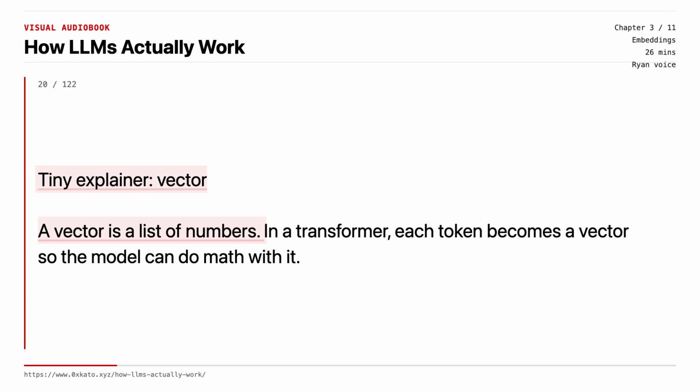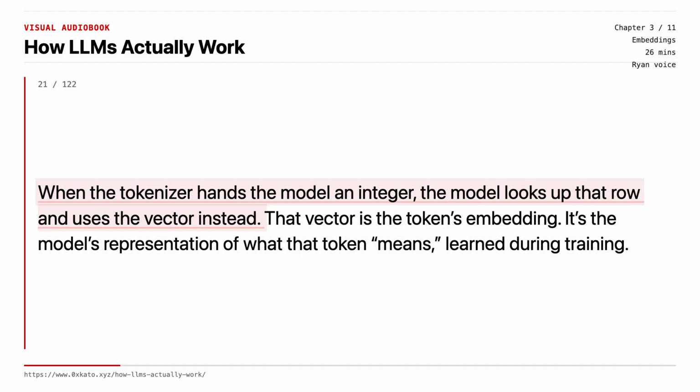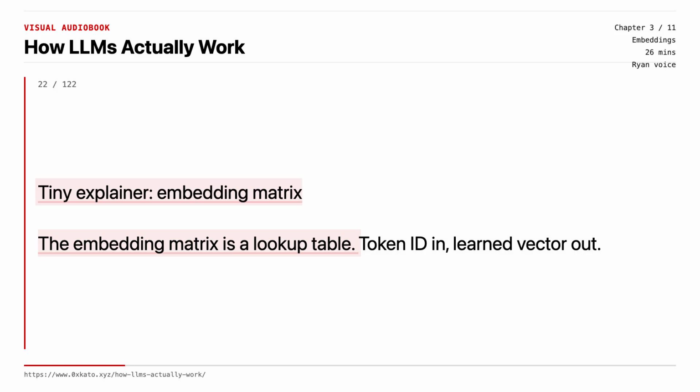Tiny explainer. Vector. A vector is a list of numbers. In a transformer, each token becomes a vector so the model can do math with it. When the tokenizer hands the model an integer, the model looks up that row and uses the vector instead. That vector is the token's embedding. It's the model's representation of what that token means, learned during training. Tiny explainer. Embedding matrix. The embedding matrix is a lookup table. Token ID in, learned vector out.